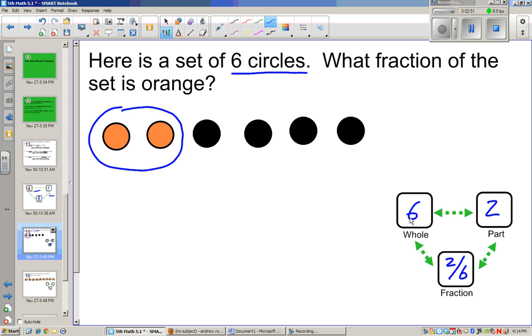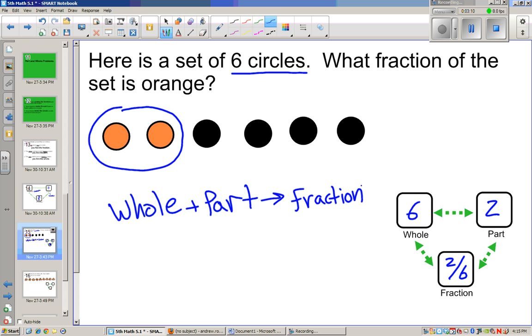We were given the whole, we were given the part, we made the fraction. So this was a whole, part, fraction. That's what we had to find. We had to find the fraction.